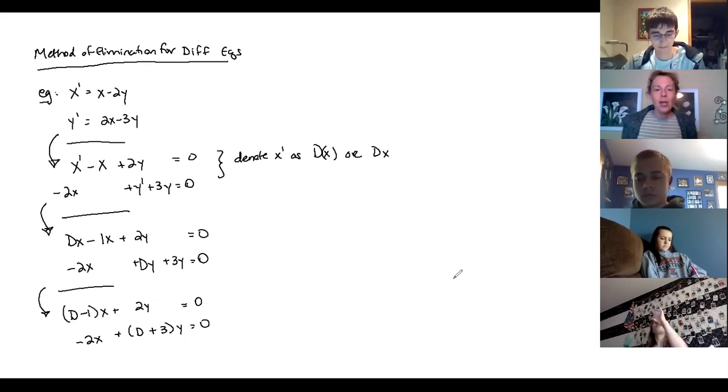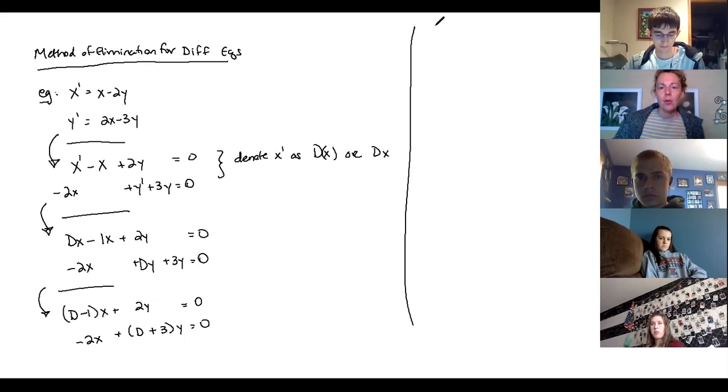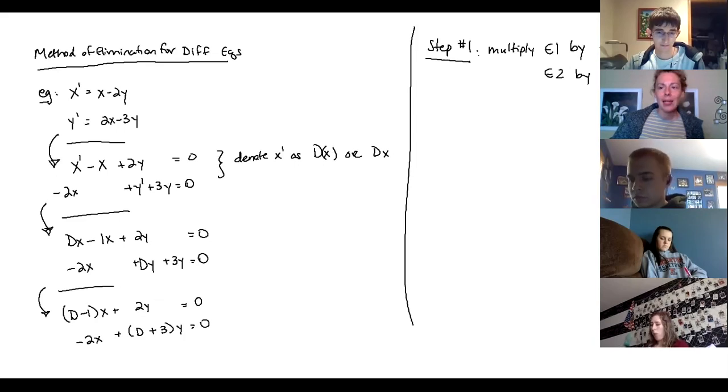All right, so now we can do step 1 and step 2. We can do the same thing that we did before because we've got coefficients on x's and coefficients on y's, and we can multiply through and subtract. So let's do step 1 and step 2, and we'll see what happens here. Step 1 is going to be multiply equation 1 by -2, multiply equation 2 by D minus 1, subtract, and eliminate x.